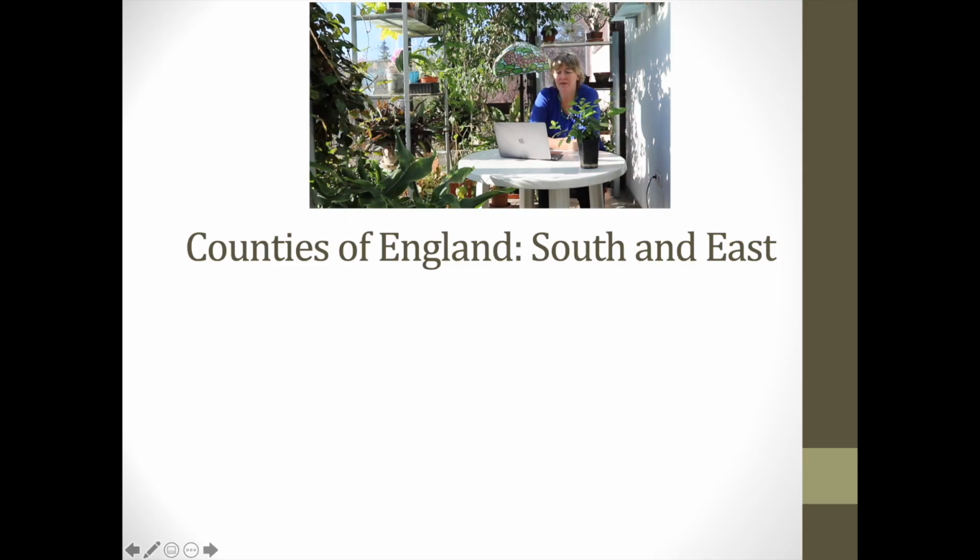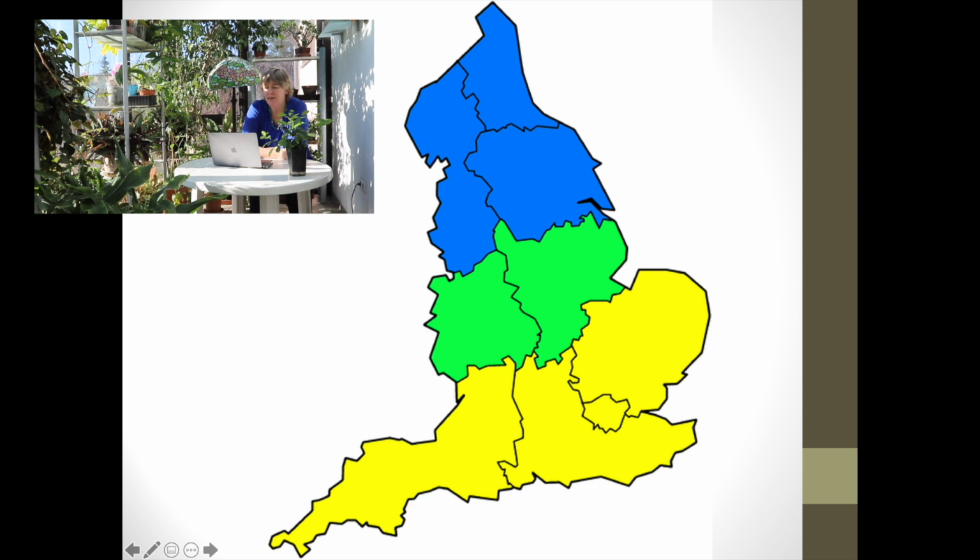So today we start the discussion of the counties of England. We will talk about the southeastern part. As you can see on the map here, the entire land of England can be divided into smaller parts, mostly in the south, in the middle and in the north.